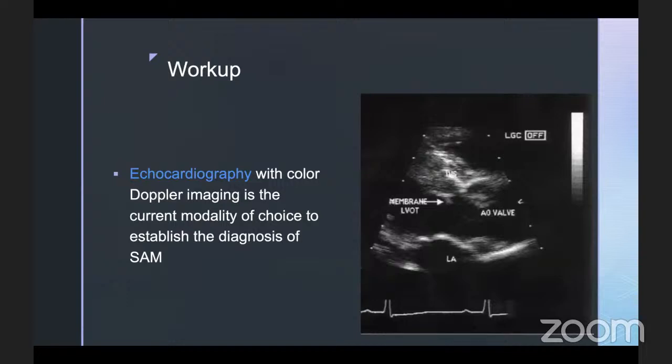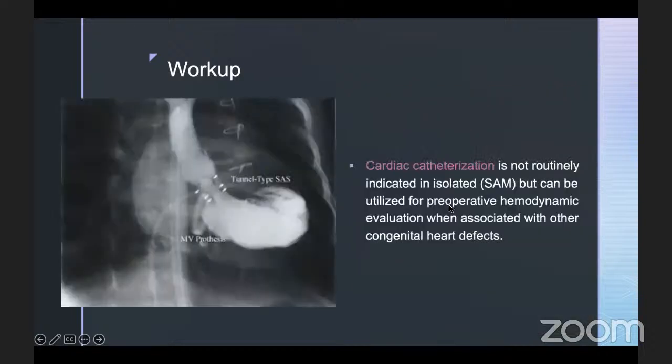Workup: echocardiography with color Doppler imaging is the current modality of choice to establish the diagnosis of SAM. Here we can see a long axis parasternal echocardiography view showing the aortic valve, and this is the membrane in the LVOT. Cardiac catheterization is not routinely indicated in isolated SAM, but can be utilized for preoperative hemodynamic evaluation when associated with other congenital heart defects. Also here, we can see clearly there is a tunnel type of SAM.